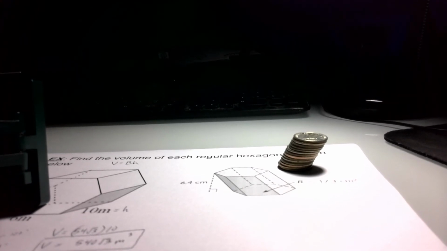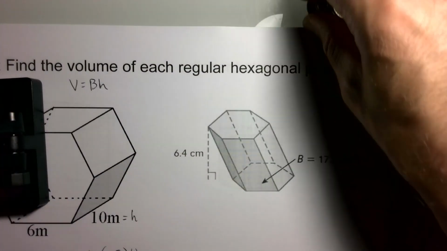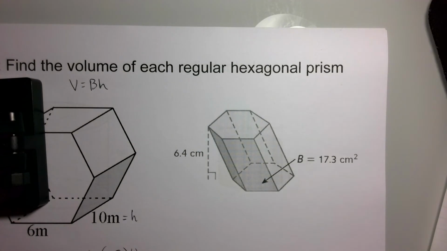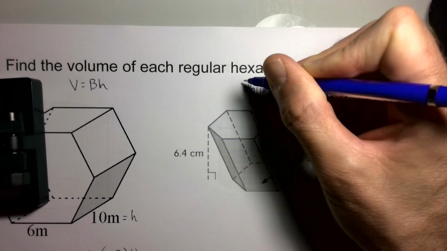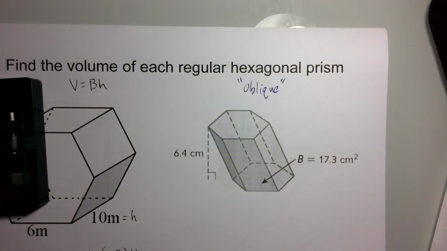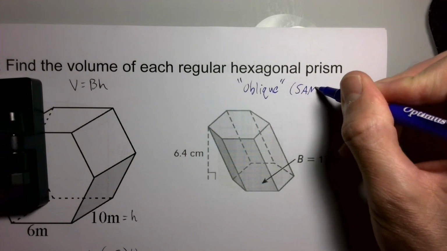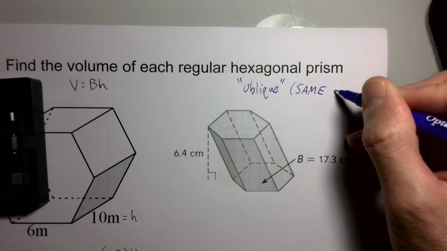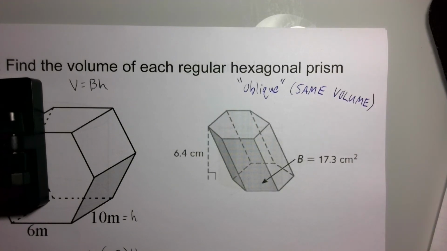What this is called is an oblique solid. So I'm going to write that down. So this is something called oblique. What does that mean? It means it's slanted, it's tilted, but should have the same volume. Now the surface area is going to change. We're not going to look at that, but the volume will not change. So since it has the same volume, we still need to figure out what is the perpendicular distance between bases. That is going to be our height.